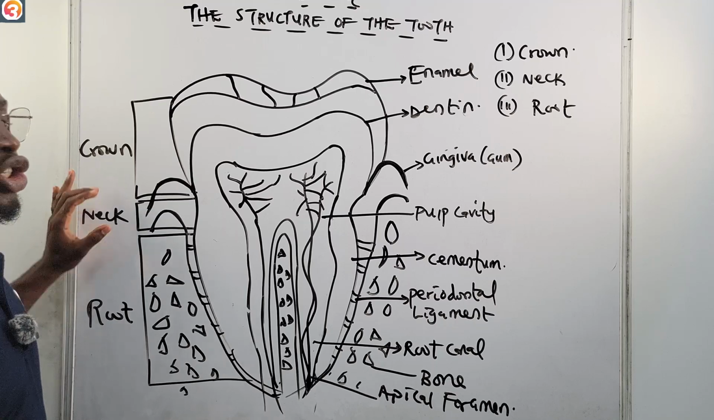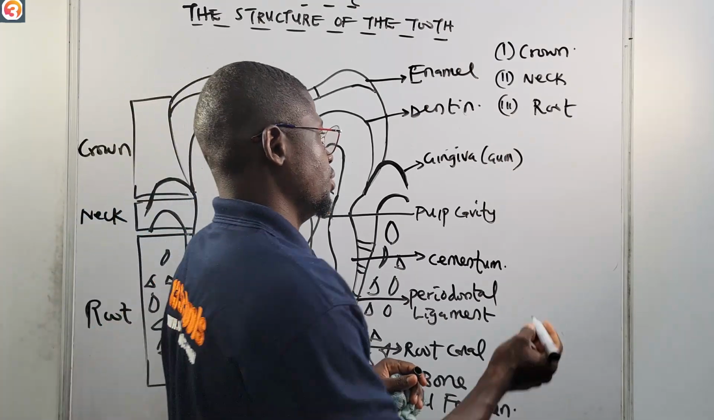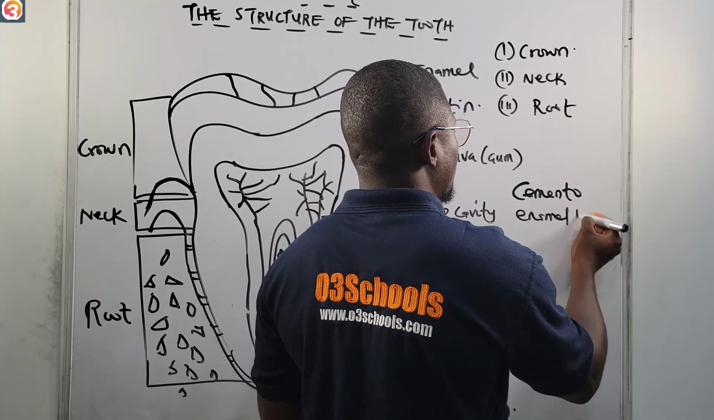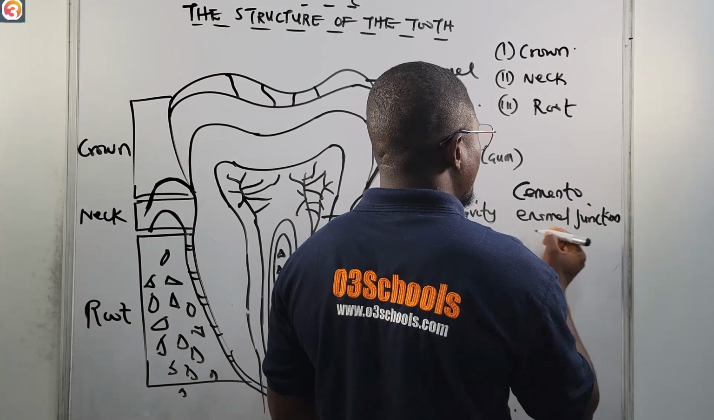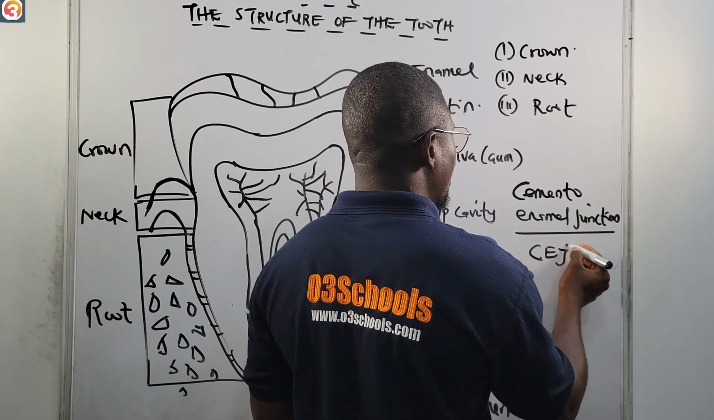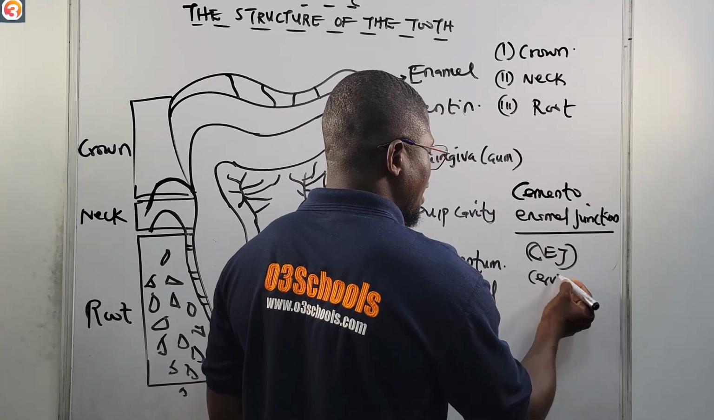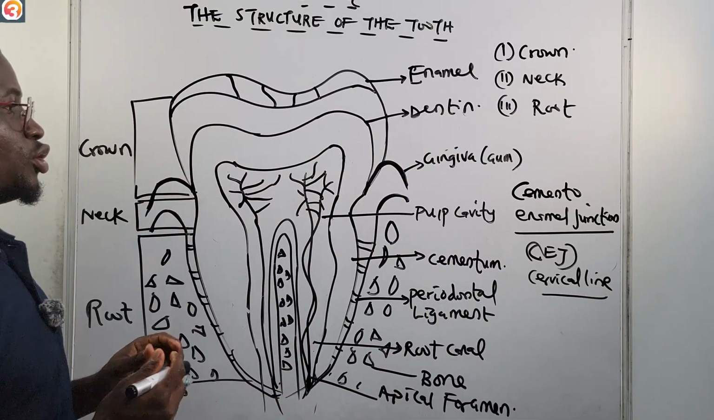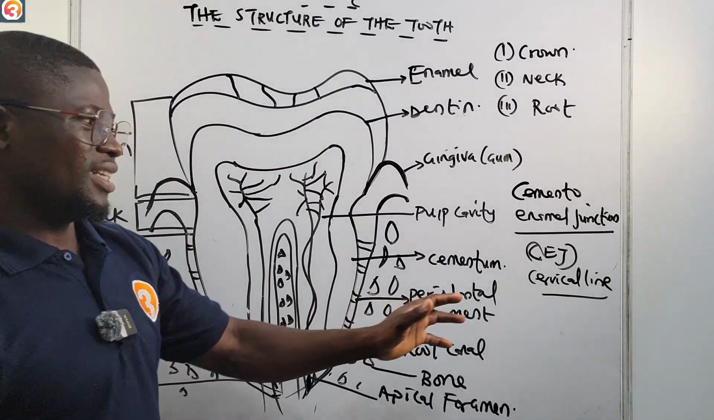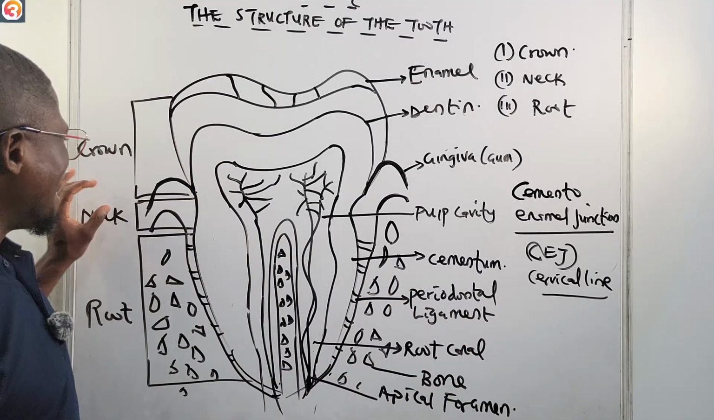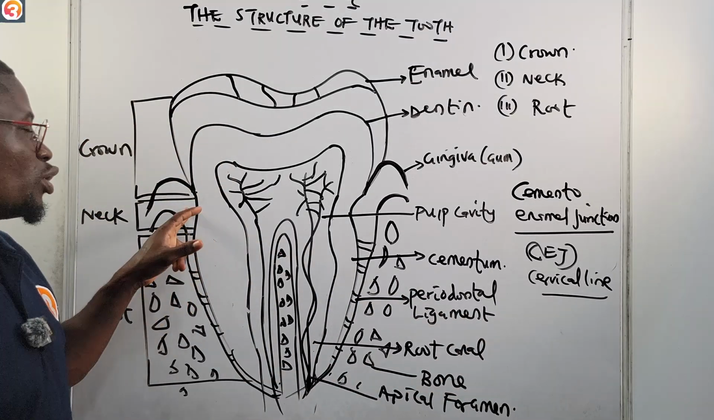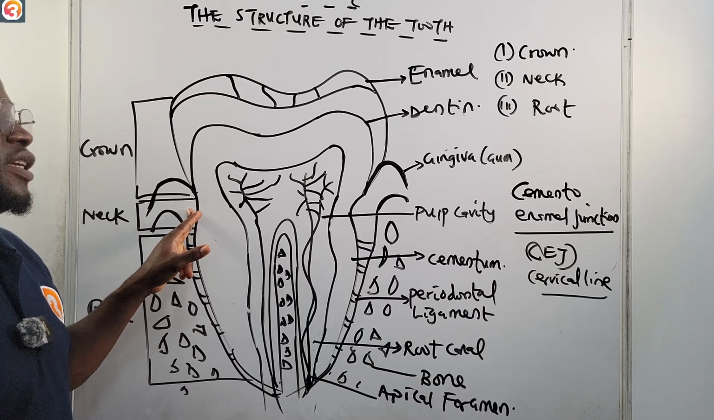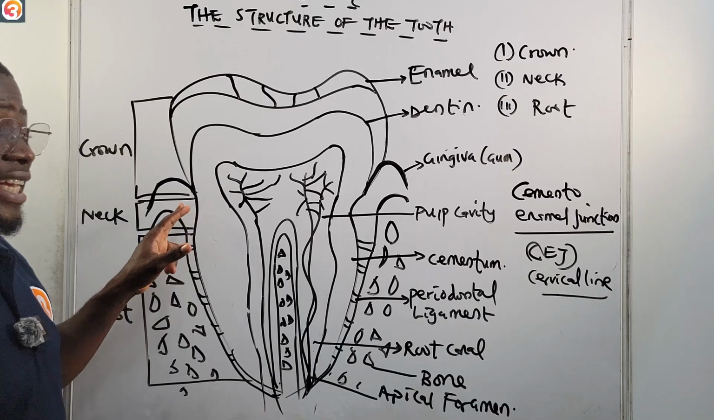The neck is also called the cemento-enamel junction, CEJ for short. It's also called the cervical line. And it is the neck that allows for the attachment of the gums to the teeth. Please take note of that.